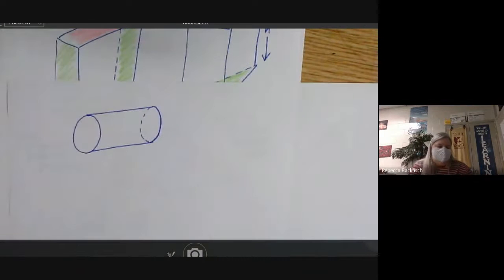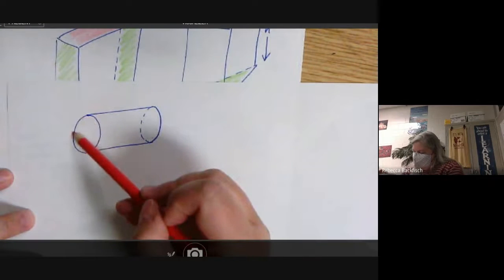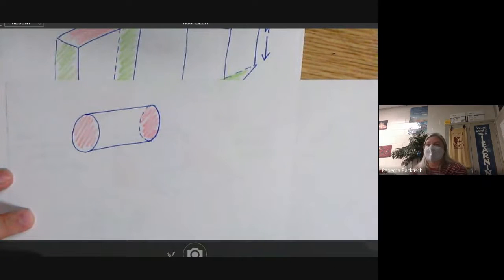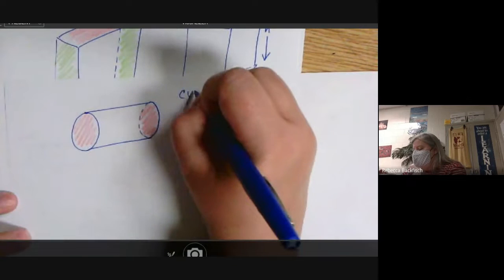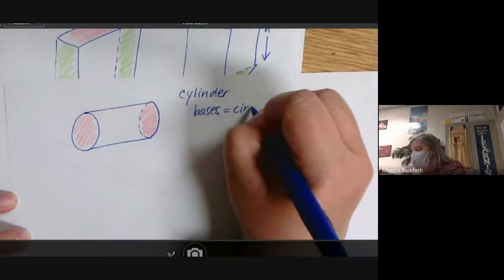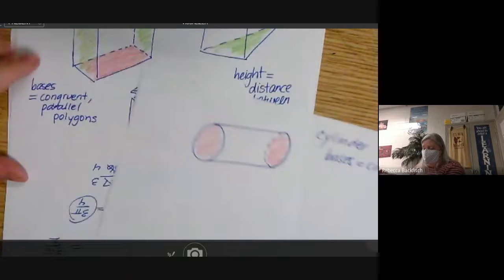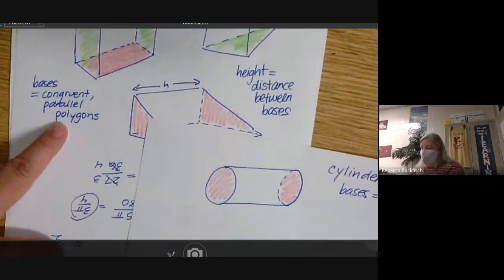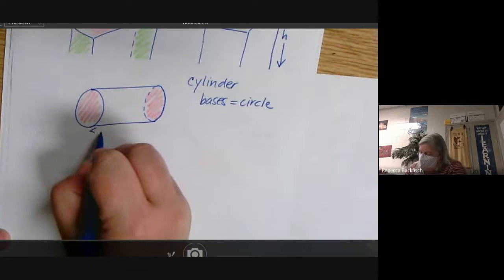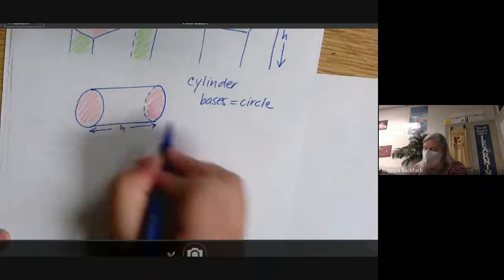That's pretty decent. Okay, here's a cylinder. Here are my bases. They don't look congruent, but those are my bases of the cylinder. The bases of a cylinder are always circles. So they have to be congruent and they have to be parallel, just like with the polygons. And just like with the polygons, they don't have to be top and bottom. They can be side to side or front to back or wherever, however it's set up. And just like the prisms, your height is the distance between your bases.